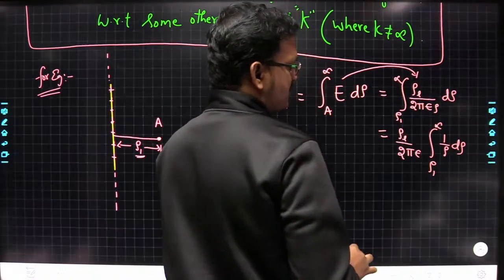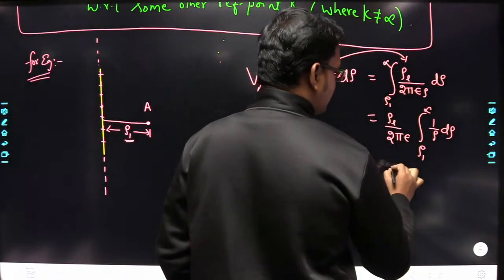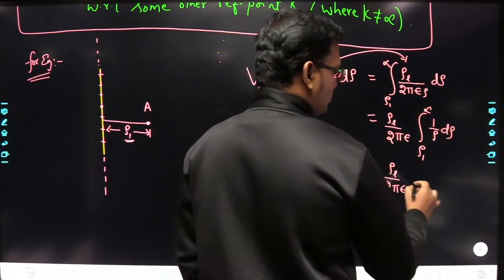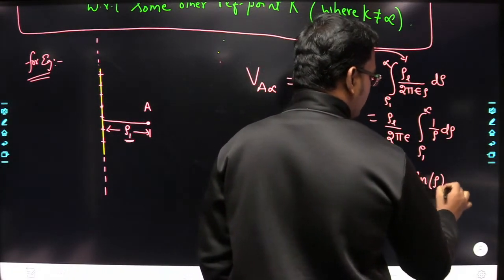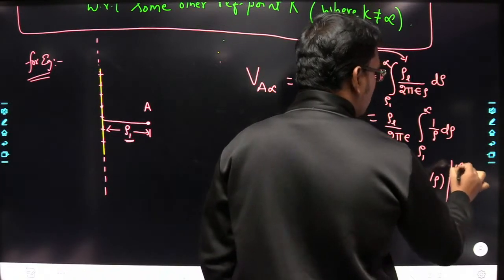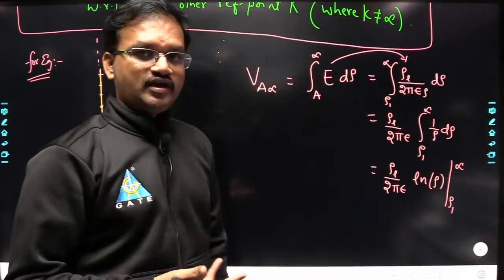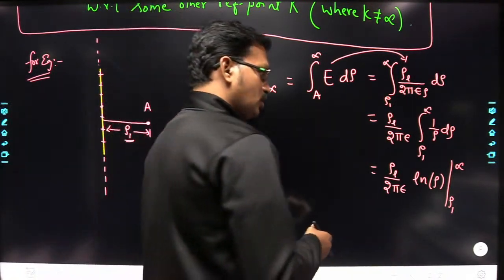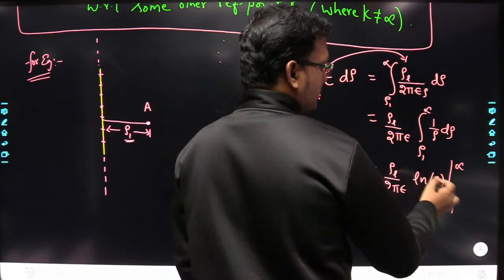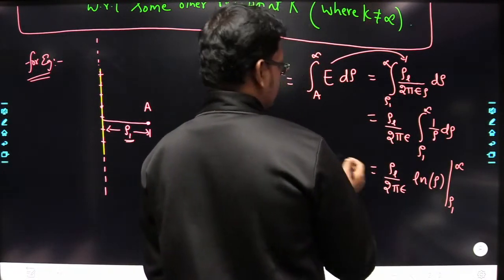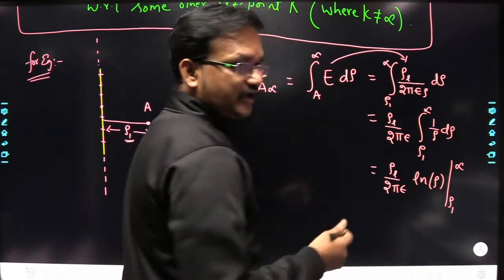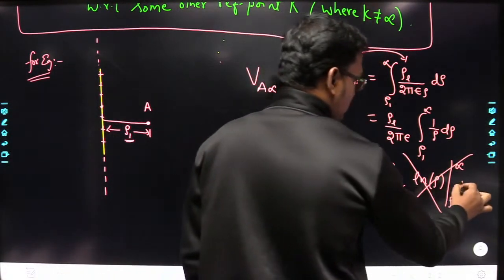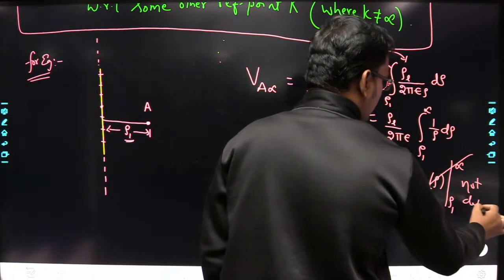Now I can write this as rho L by 2 pi epsilon times the integral of 1 by rho, which is nothing but ln of rho, with range from rho 1 to infinity. But ln of infinity is not defined here. Yes or no? We cannot define it. Understood? So here the reference point you should not take as infinity. This is not defined. Right? Okay, what are you going to get?